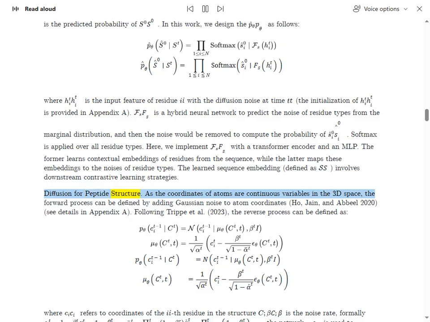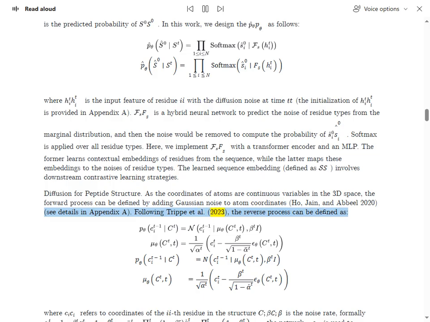Diffusion for peptide structure. As the coordinates of atoms are continuous variables in 3D space, the forward process can be defined by adding Gaussian noise to atom coordinates, Ho, Jain, and Abbeel 2020. See details in Appendix A.